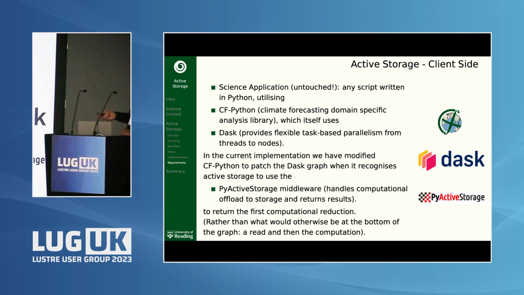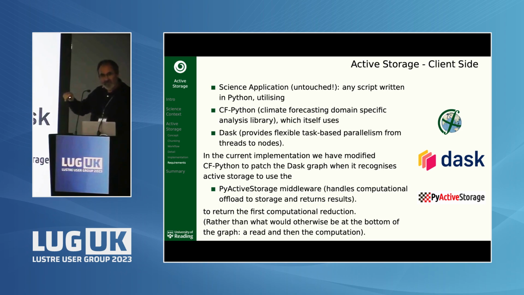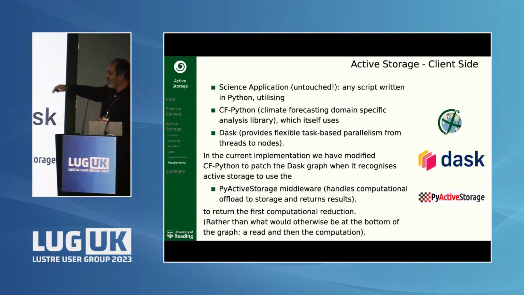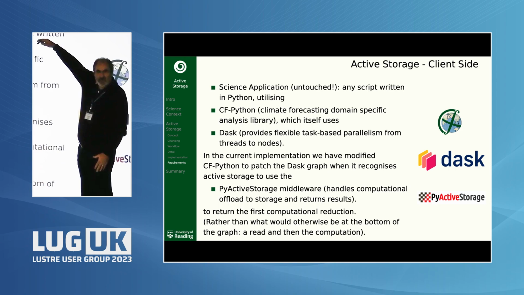On the client side, as it currently stands, our science applications use a piece of code called CFPython, which is climate forecasting domain analysis, and it uses Dask. In the current implementation, we've hacked CFPython to manipulate the Dask graph. We've also, in a little fork of Dask, hacked the Dask graph directly so that we wouldn't have to use CFPython. So everything up here could be completely oblivious. All it has to know is there is a storage device present for this file which can do active storage.